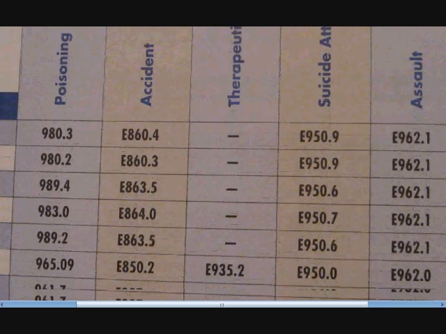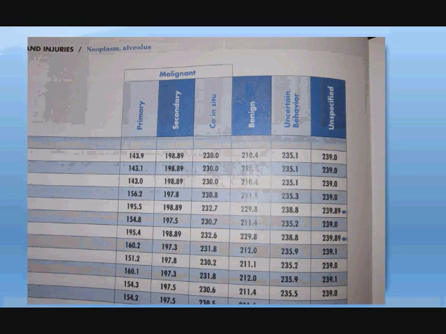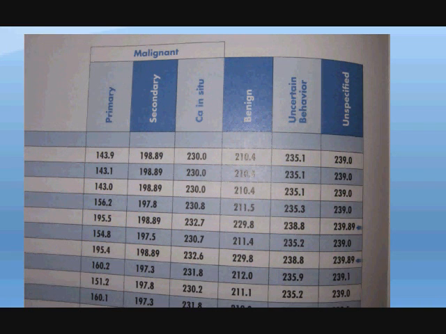Now let's take a look at the neoplasm. Let me give you the first shot first, then we'll look at the second shot. For the neoplasm, it will still have the same kind of idea. On the left side, we will have the actual body part, let's say hypothalamus. Then we come across and choose the category of neoplasm, whether it was malignant, benign, uncertain behavior, or unspecified. So that's how that will actually work.